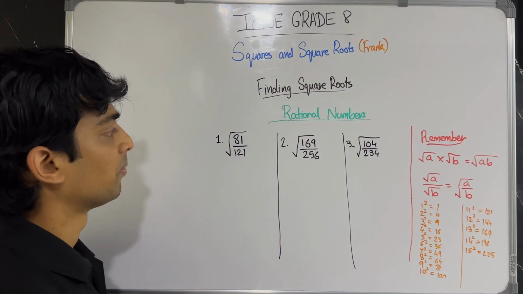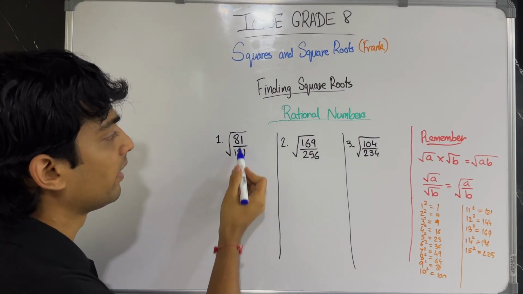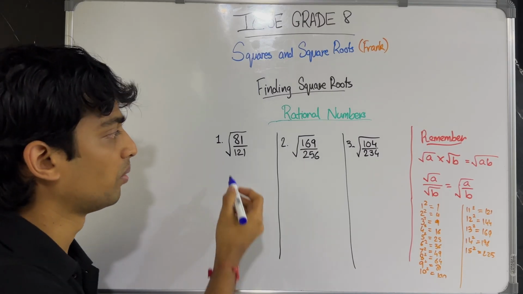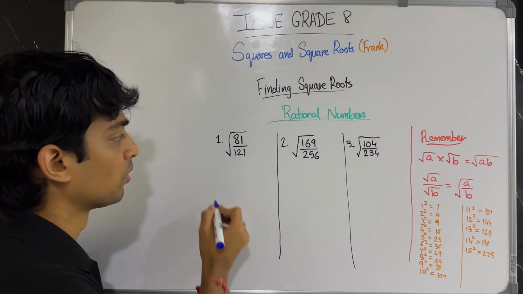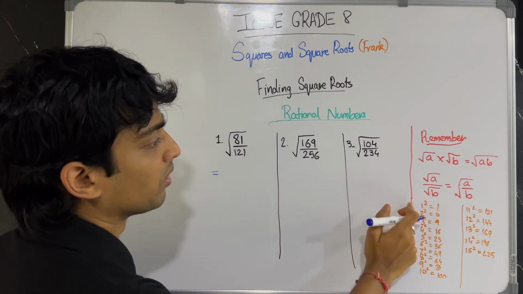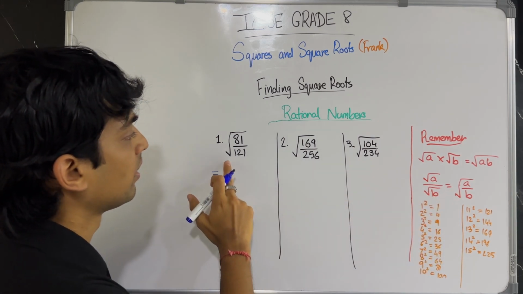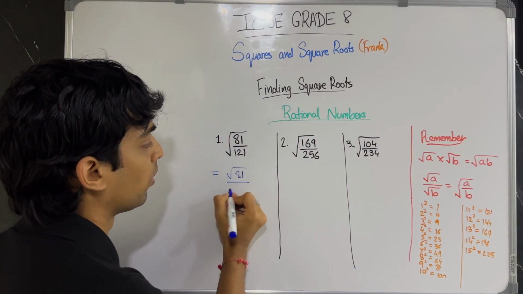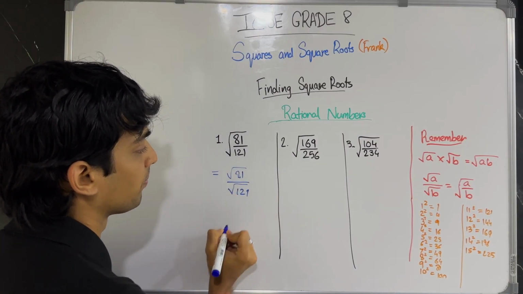Now let's look at this sum. Someone would divide it and then take the square root. But if we divide it, we'll get the answer in decimal, and it will be difficult to get a square root then. So what do we do? Use this law, the reverse. So root of a upon b, we can distribute the root sign. So we can write it as root of 81 upon root of 121.